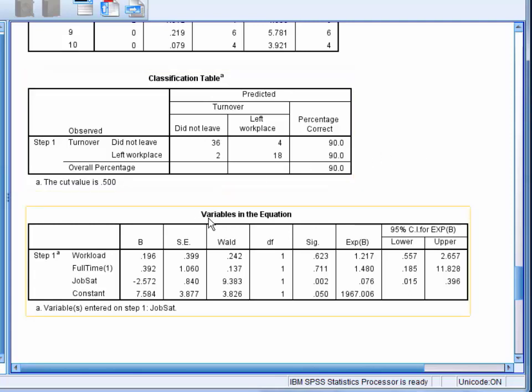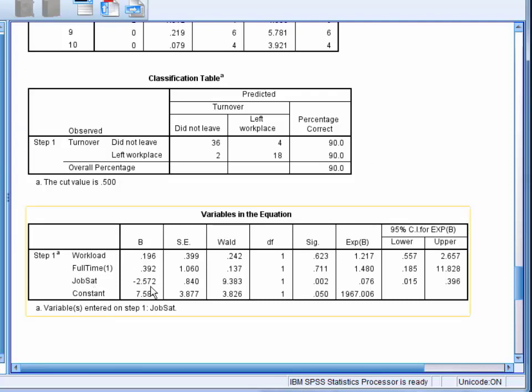Next, we look at the table for the variables in the equation. We want to look at the Exp(B) column for the significant predictors. This is what's called the odds ratio. This represents the change in probability of our outcome variable occurring. In this case, the change in probability of individuals leaving the workplace. A value of 1 means no change in probability. A value greater than 1 indicates that individuals are more likely to leave, while a value less than 1 indicates that individuals are less likely to leave.